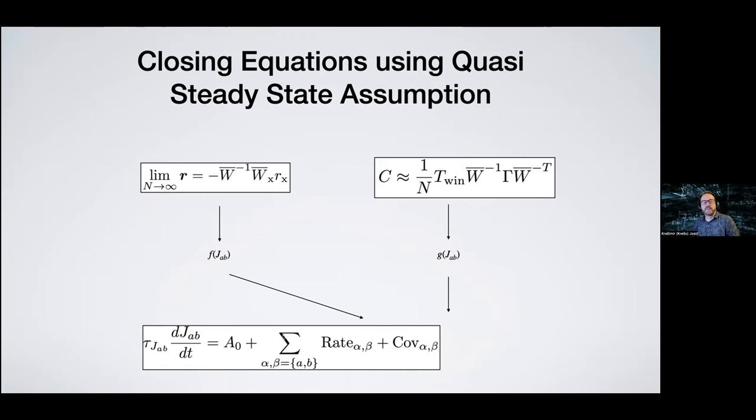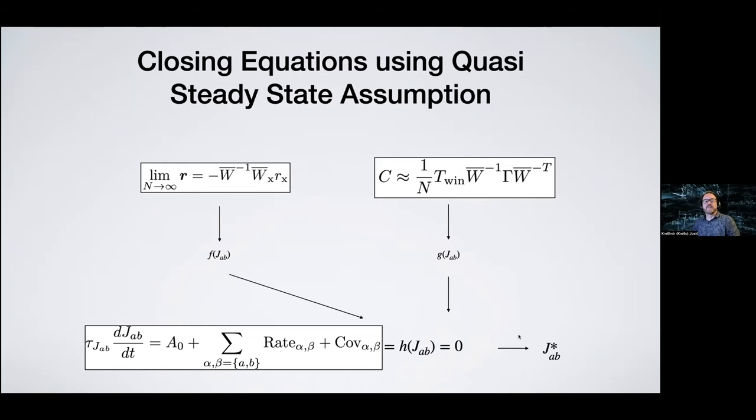you find new weights and you plug them back into the equations that then determine the rates again. This is a typical quasi-steady state type of approach. I'll explain it in a discrete way. We know that the weights determine the rates. The rates and the covariances determine the changes in the weights. The J's are the weights.